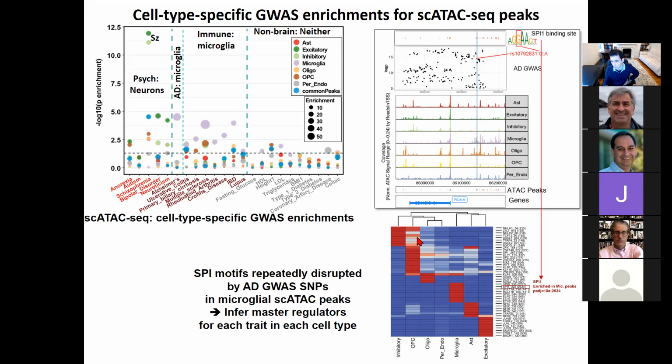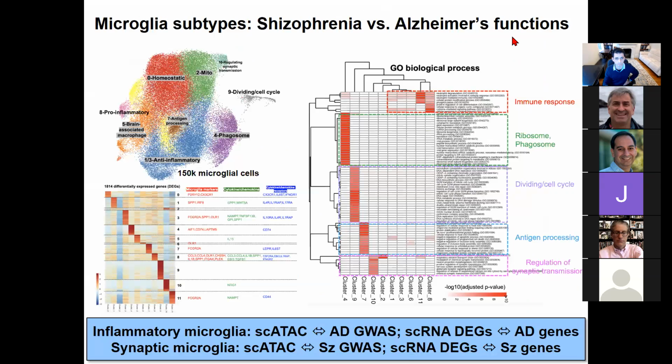And what we can do is actually start predicting potential regulators whose motifs are repeatedly disrupted in the single-cell ATAC data from each of the cell types. And here's one example, SPI1, this immune microglial master regulator whose motif appears to be repeatedly disrupted, and that is itself an AD-GWAS target.